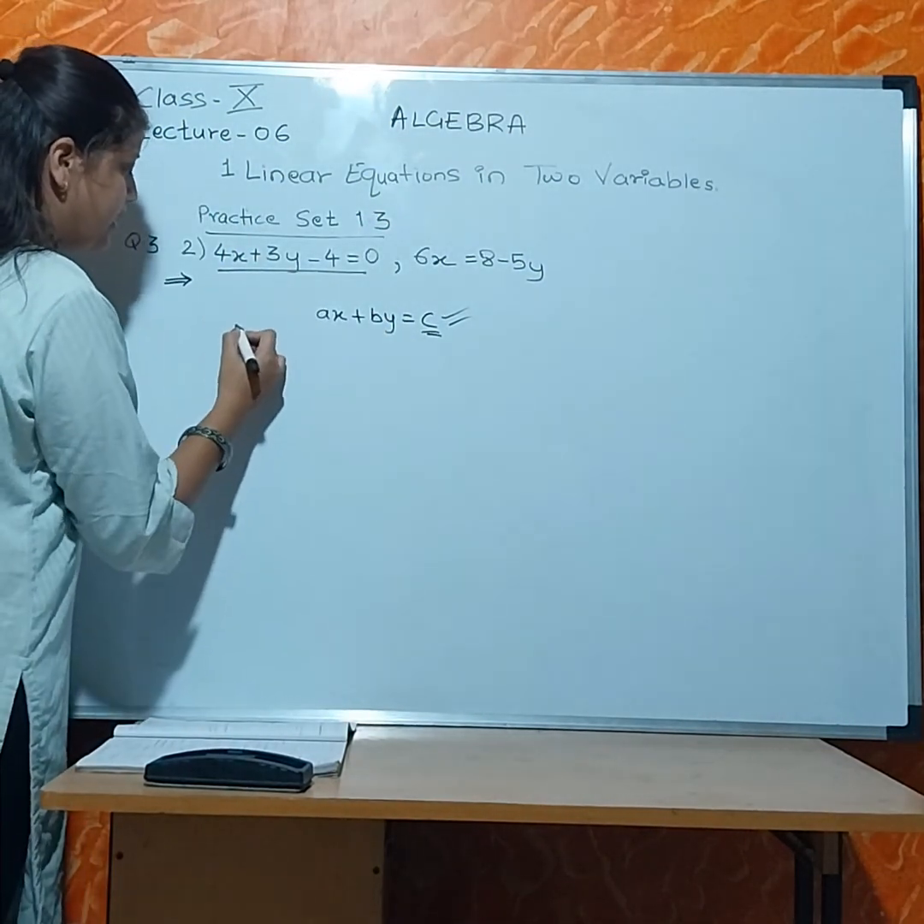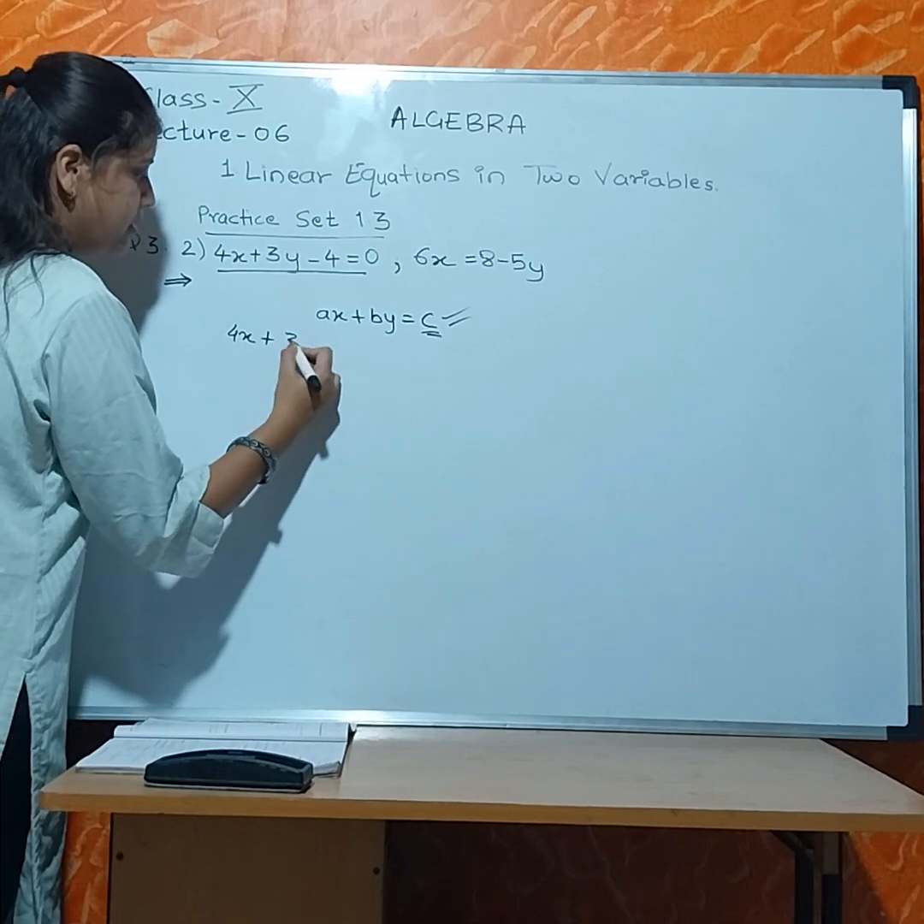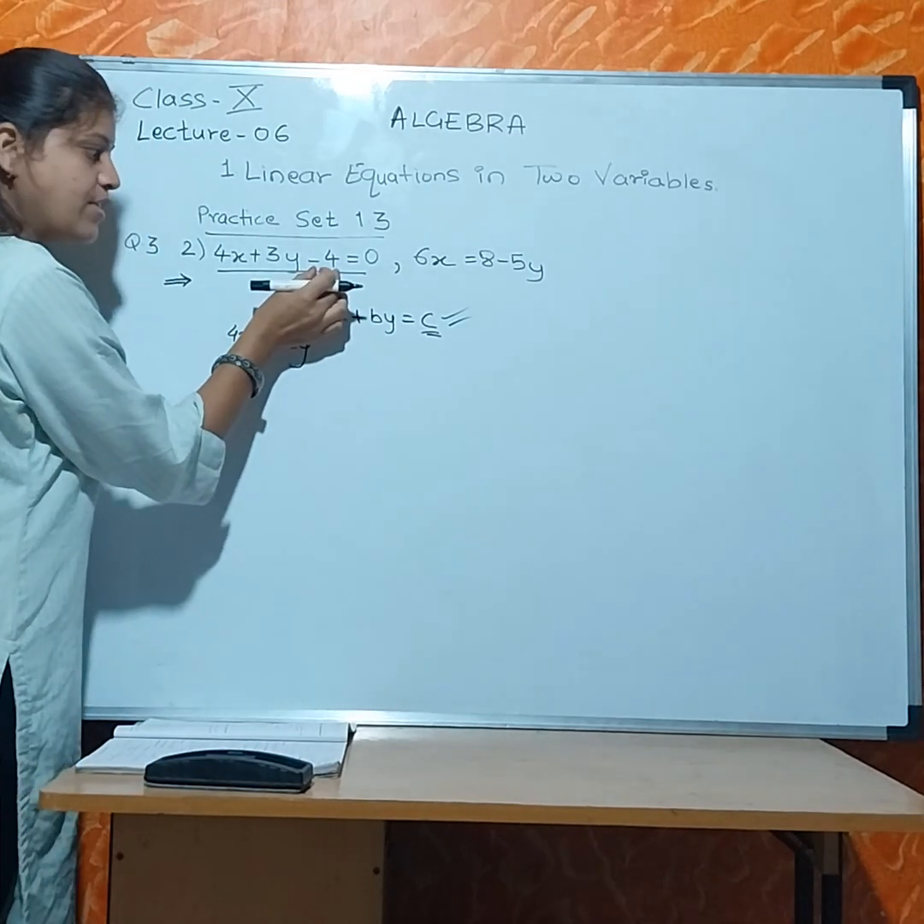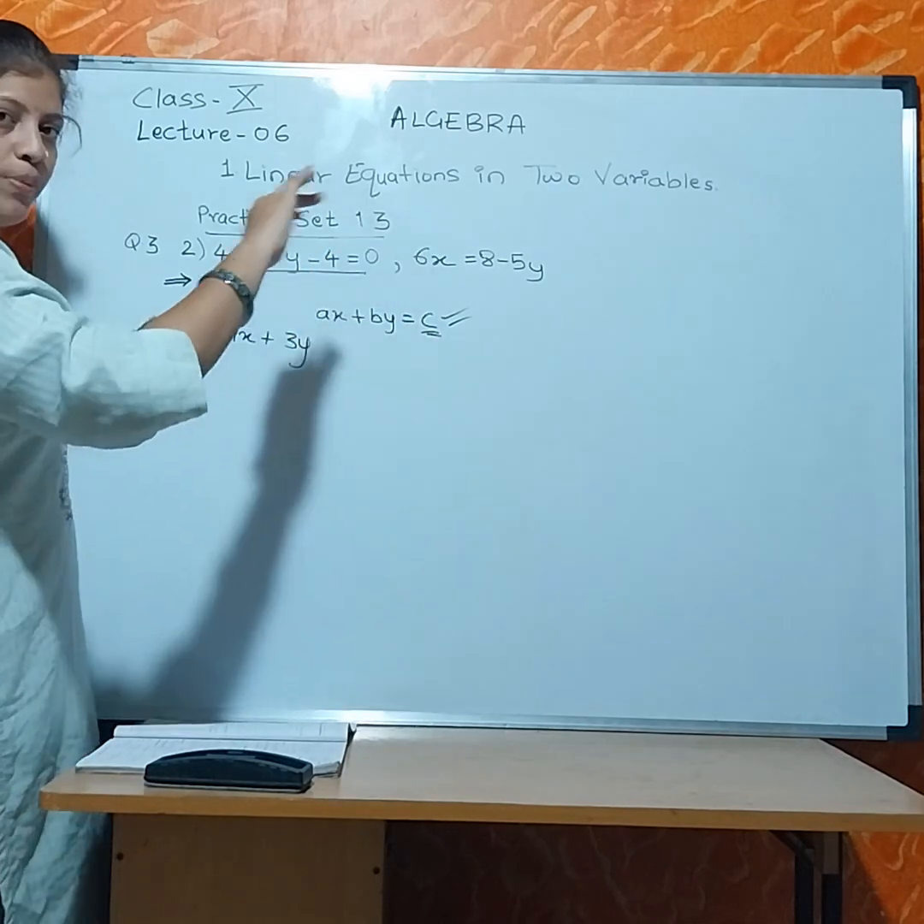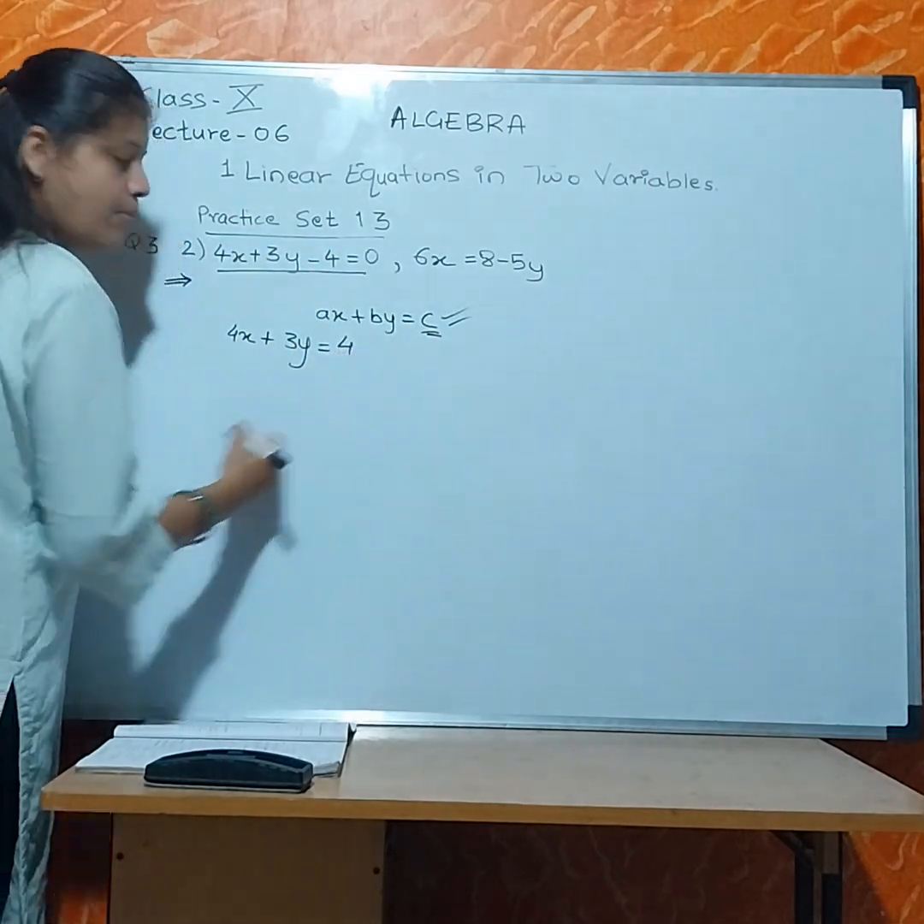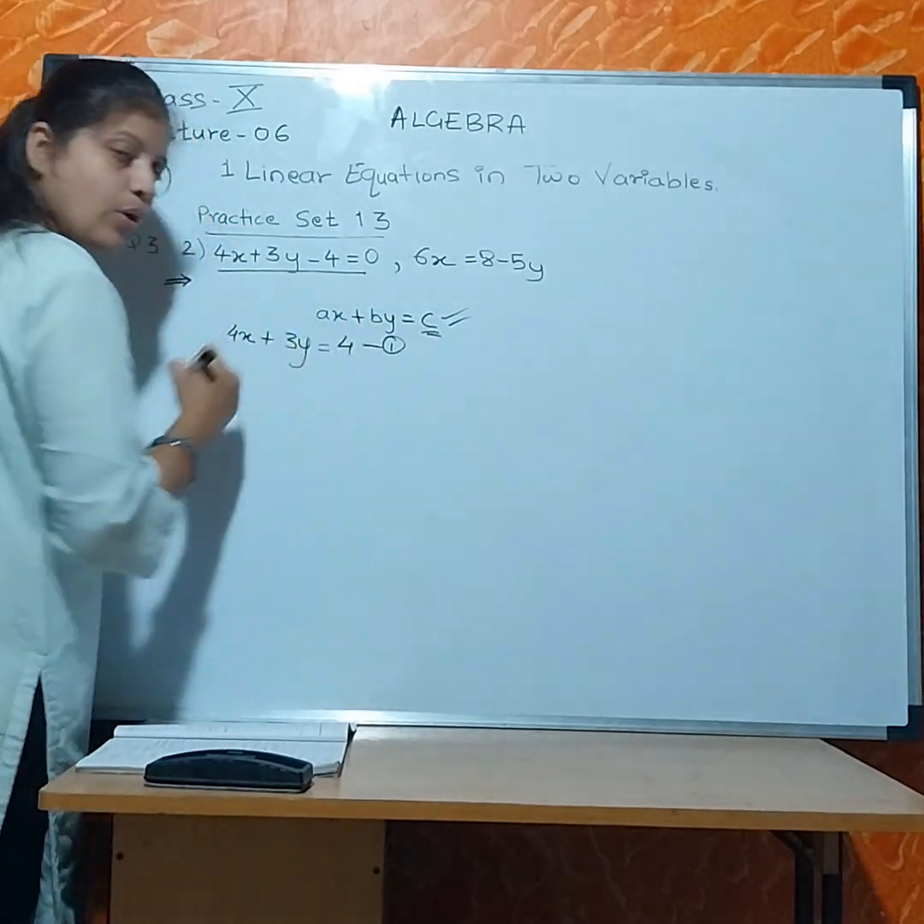So let us convert this: 4x plus 3y. Now this minus 4, if it goes to the opposite side, it becomes plus 4. This is our equation 1.